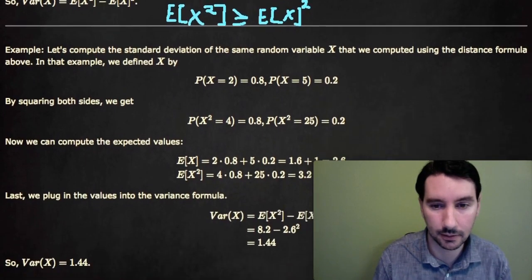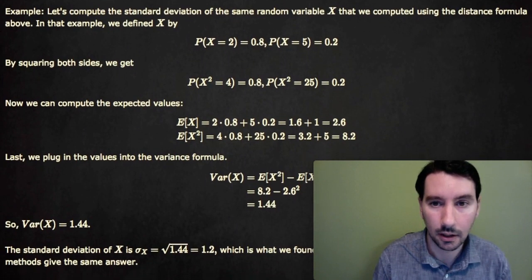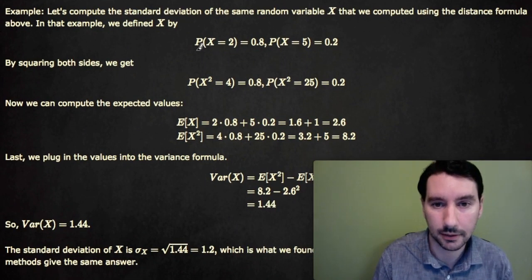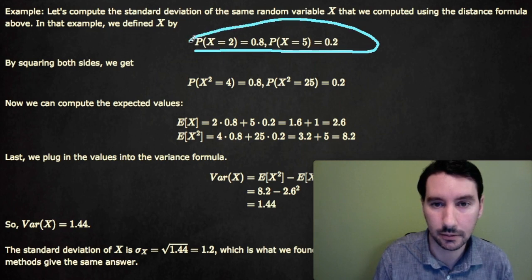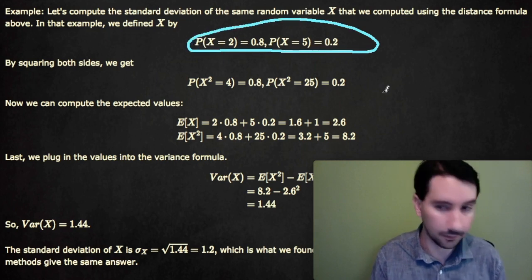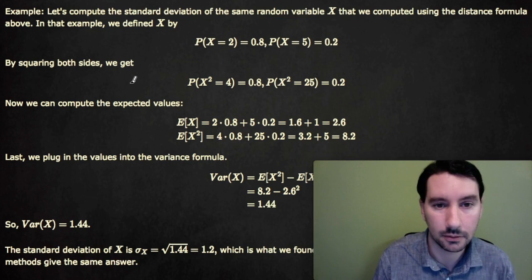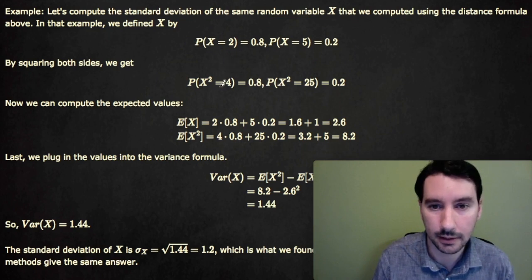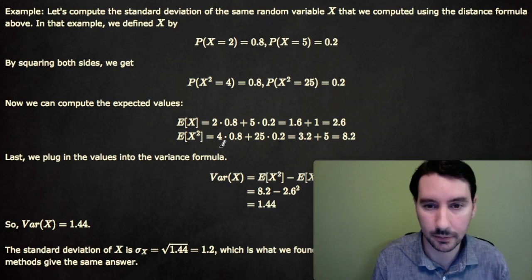So let's use this to compute. We'll compute this standard deviation again, but now using this other formula that we have found. If we square the random variable x, the probability that x squared equals 4 is 0.8, and the probability that x squared equals 25 is 0.2. So we can find E[x], which we've done before, and that's 2.6. And we can also find E[x squared], which is now 4 times 0.8 plus 25 times 0.2, which ends up being 8.2.